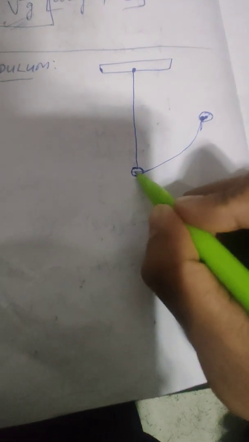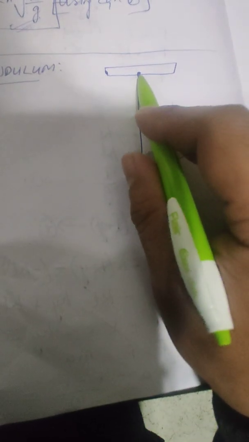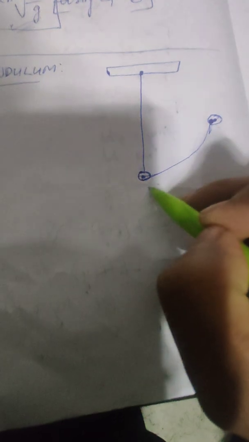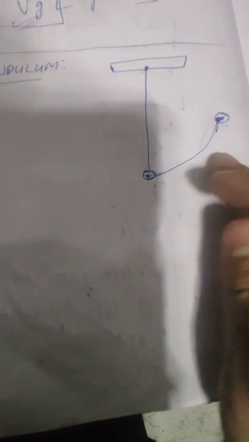Okay, the center of the pendulum is called the point of oscillation, and the distance between the point of oscillation and the point of suspension is what we call the length of the pendulum. The distance between the point of suspension and the point of oscillation is called the length of the pendulum. That is just for the introductory part.